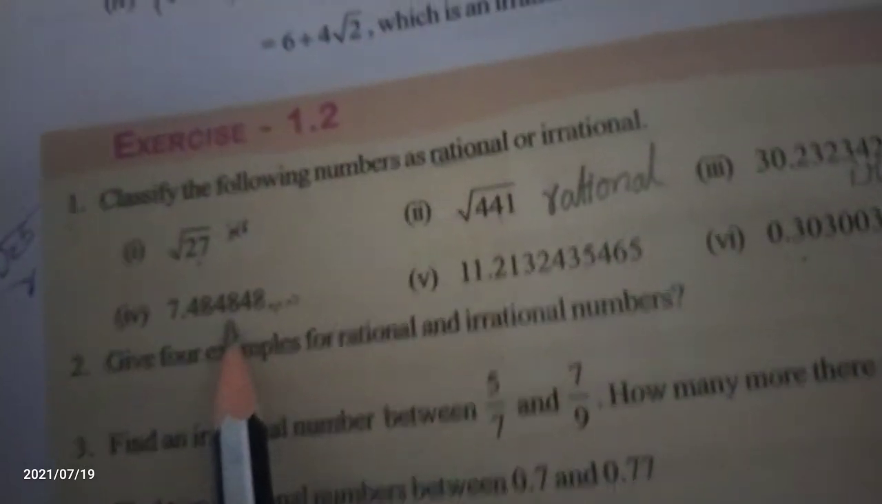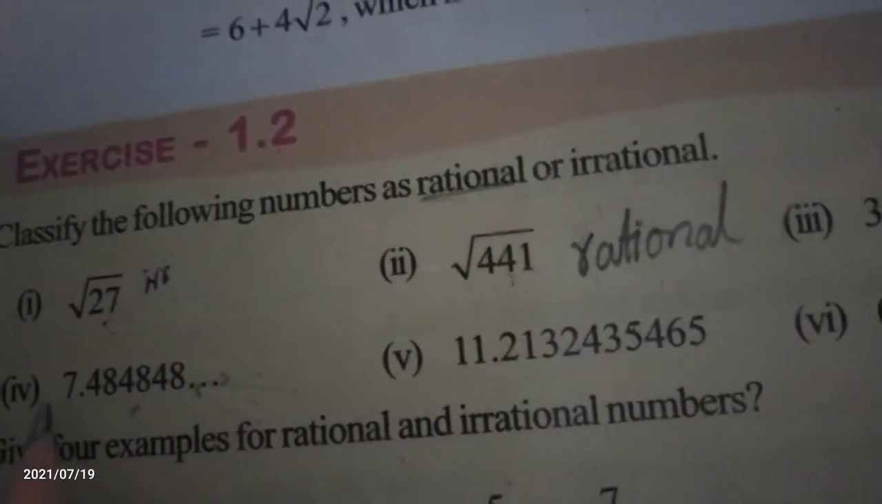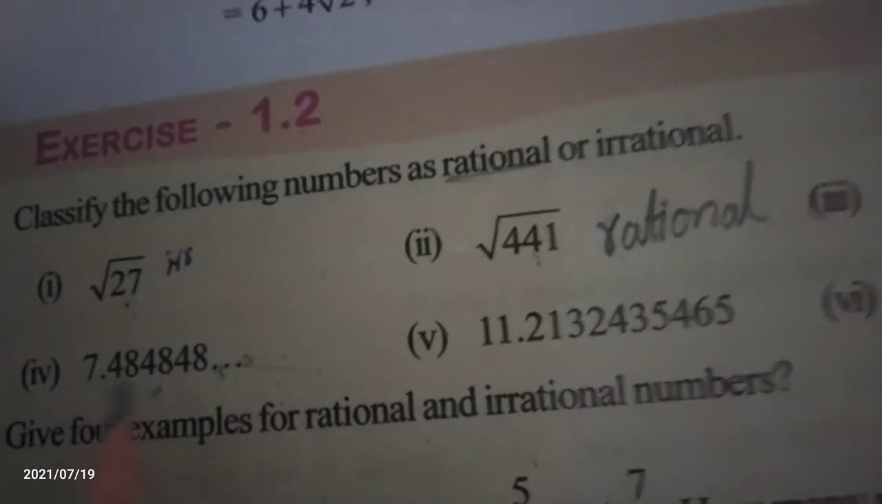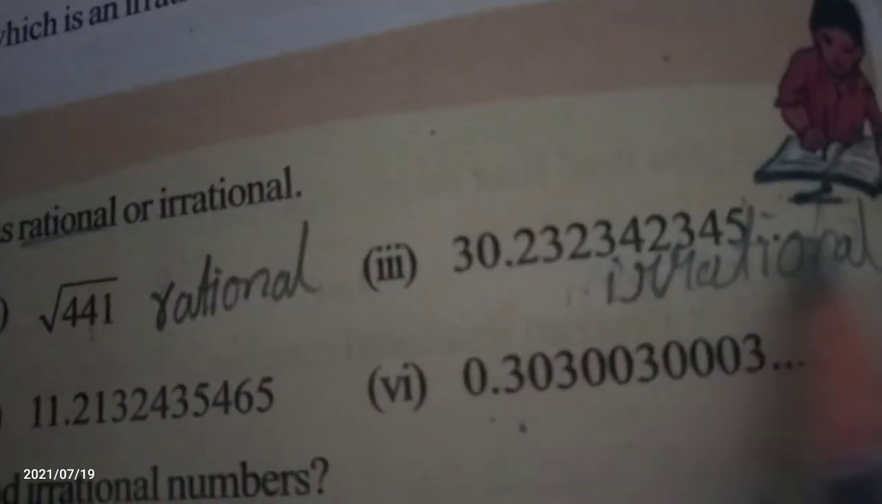Here is the trick: 7.484848 forms some pattern. What is that? 484848. Observe this question. There is no pattern through 2323 4223. It is mixed numbers, it does not form any pattern, okay. So on is there, but it does not form a pattern. It is not a repeated value, which means it is rational.